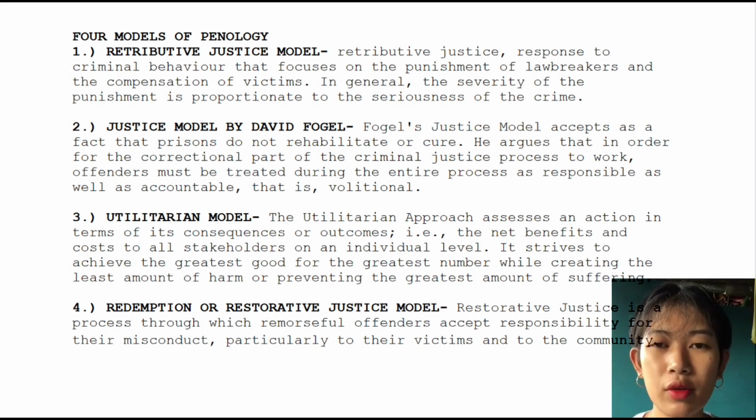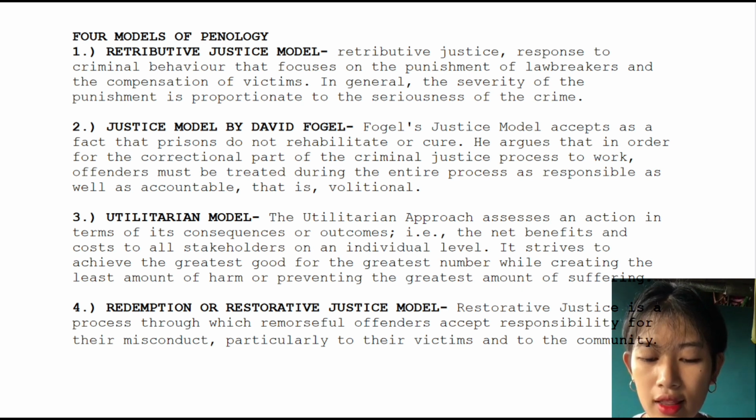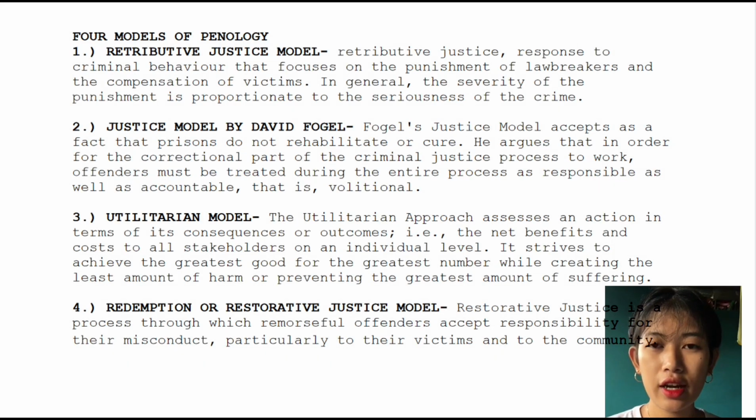Number 2, Justice Model by David Fogel. This model has rejected all hopes for rehabilitation and the intermediate sentence. It also contains some strong views on penology and has been described as less concerned with the administration of justice than with the justice of administration. Number 3, Utilitarian Model. This model, as mentioned earlier, was conceptualized by Jeremy Bentham. Bentham emphasized that punishment should exist to ensure the continuance of society and to deter people from committing crimes.